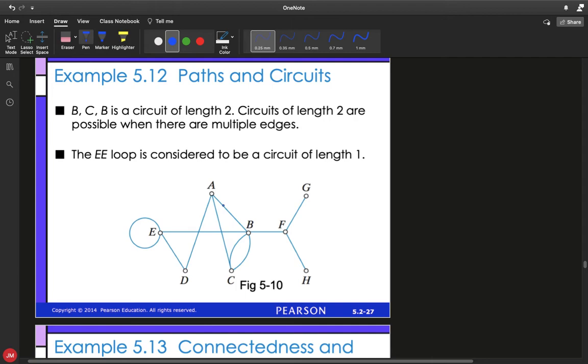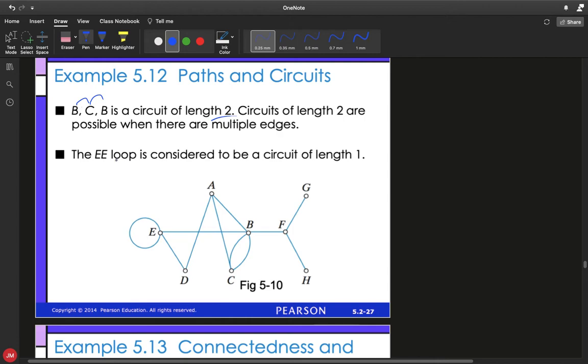Let's talk about circuits. So circuits, remember you have to start and end at the same place. So if we were to go B to C, C to B, so if we start at B, B to C, C to B, we end back at B. That's a length of 2. We count lengths the same way for circuits as we do for paths. And that's a pretty short circuit.